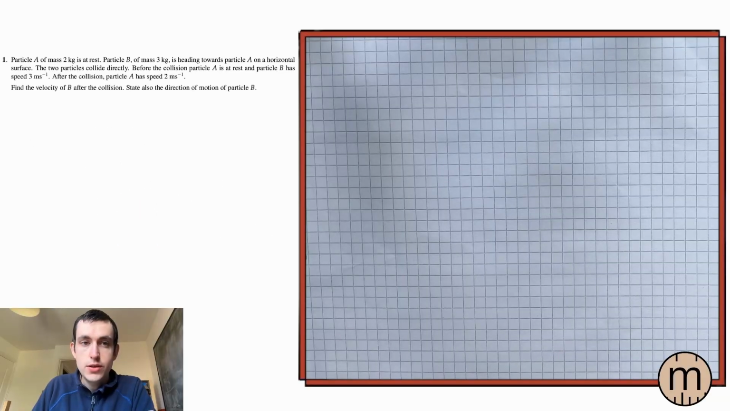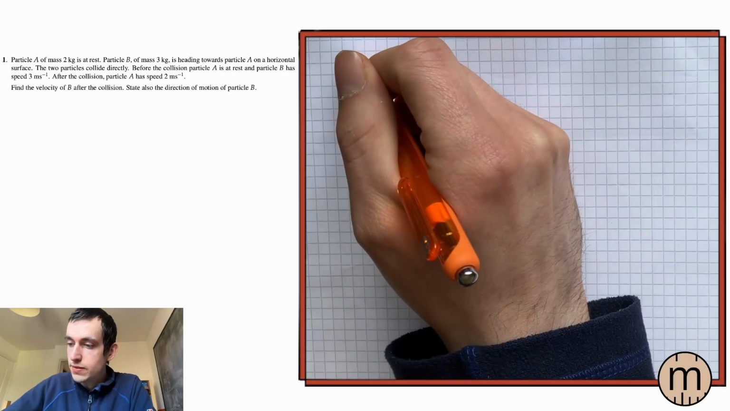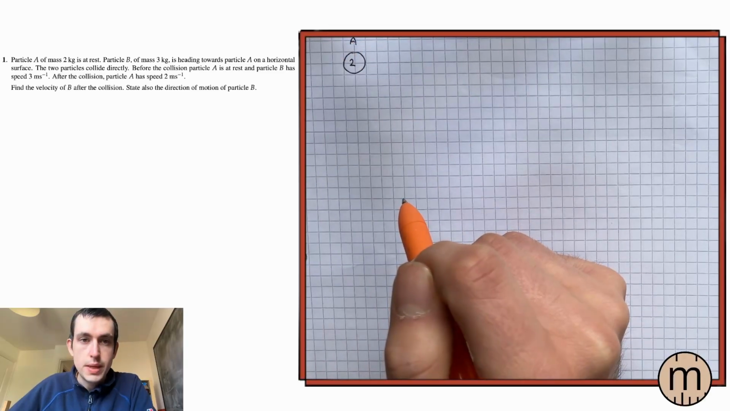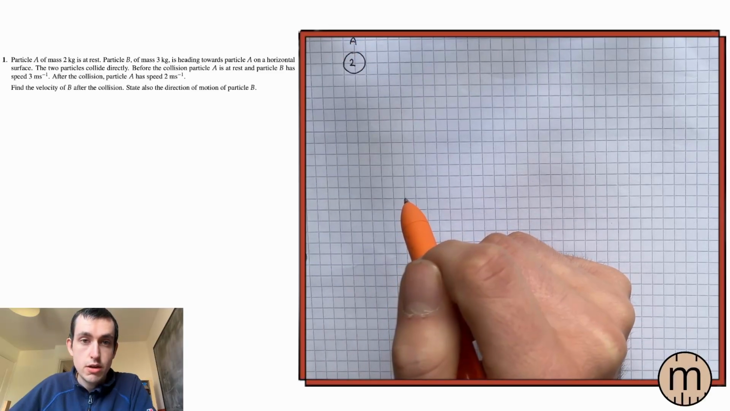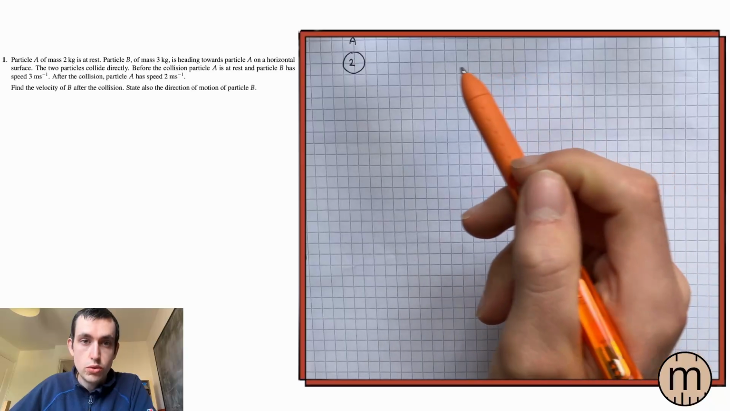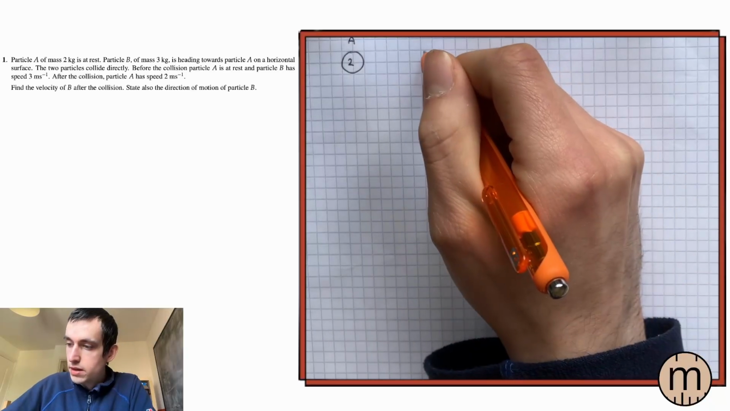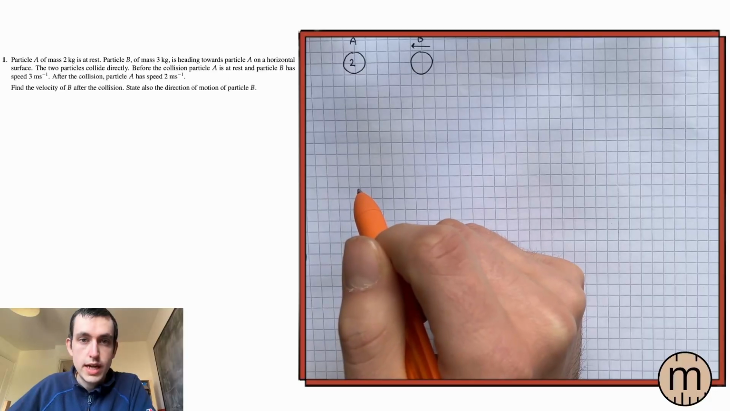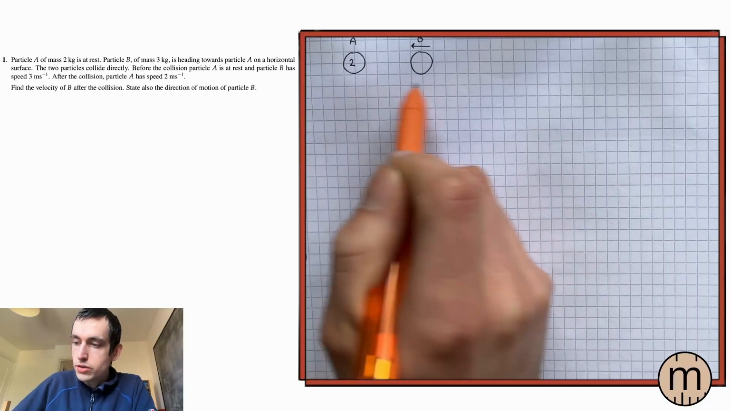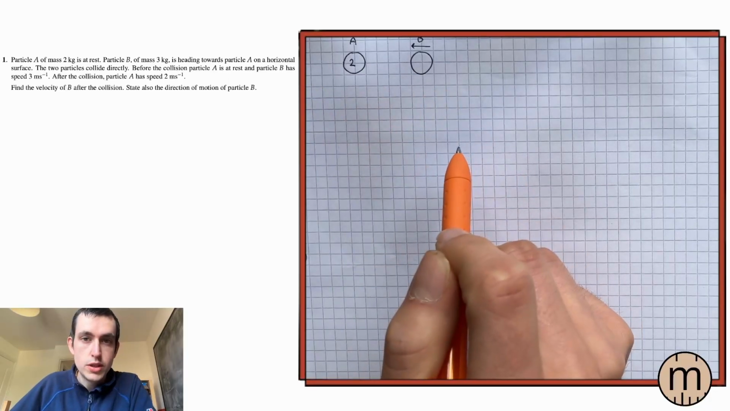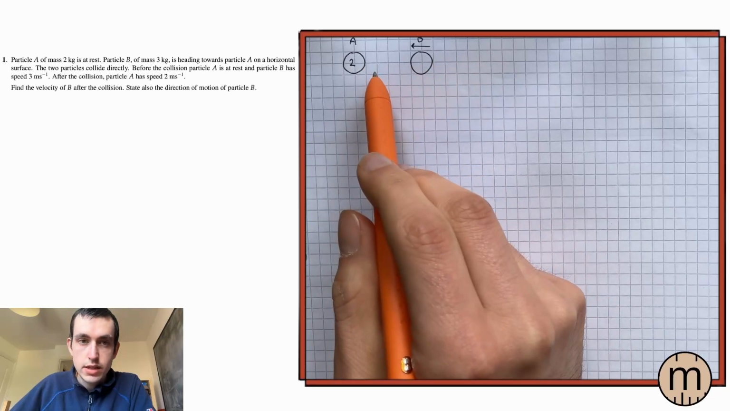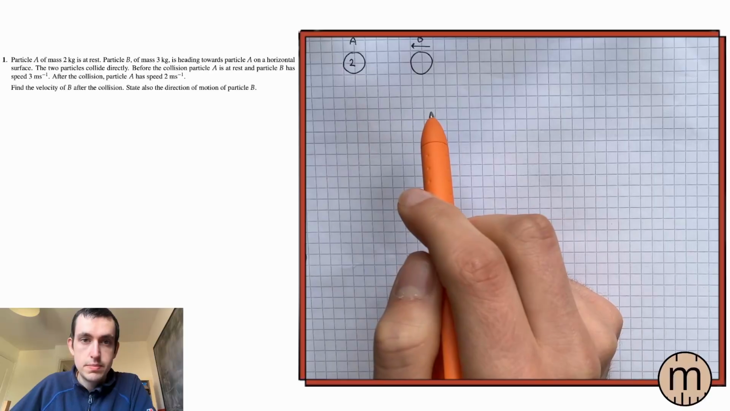In our first question we have a particle A with mass 2 kilograms, and it's at rest. I'm going to draw it like this. Particle B is another particle with mass 3 kilograms, and it's heading towards particle A. So I'll draw it over here, heading towards particle A. It's on a horizontal surface, which we can pretty much always assume, and the two particles collide directly, so they're going to hit each other and then something's going to happen.